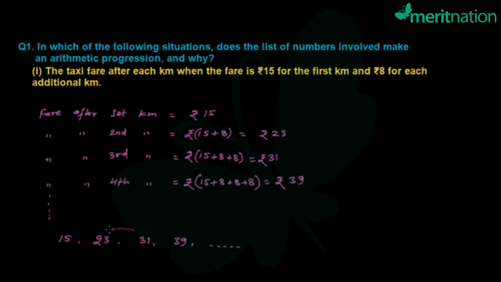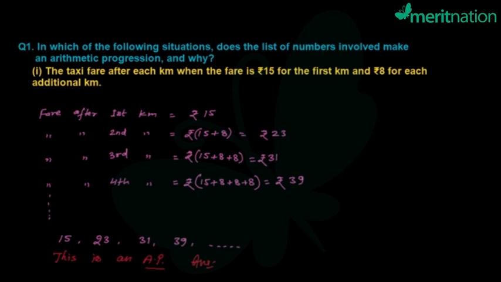What is the difference between the second 2 terms? Again, the difference is 8. 23 minus 15 is 8. 31 minus 23 is 8. 39 minus 31 is also 8. That means difference is always same. So this is an AP. Okay, we have done this part.